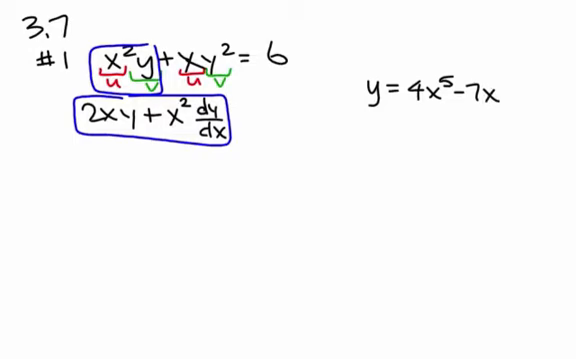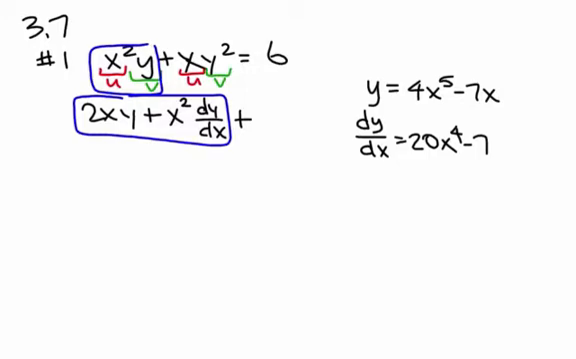The derivative of u is 2x times v, that's just y, plus the first guy, which is x squared, times the derivative of y. And the derivative of y is dy/dx. That's implicit differentiation right there.